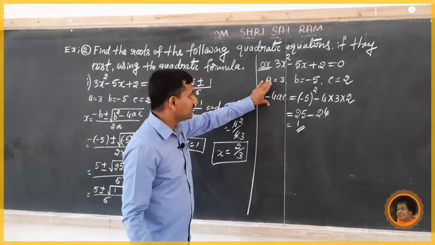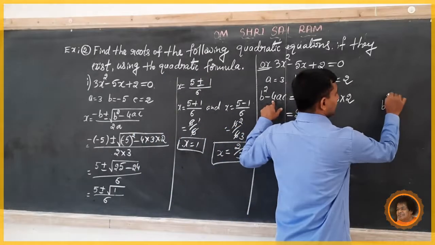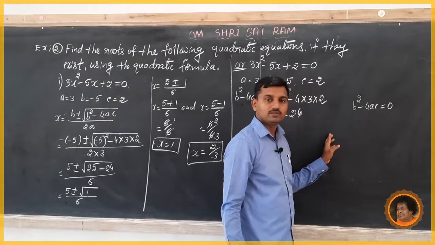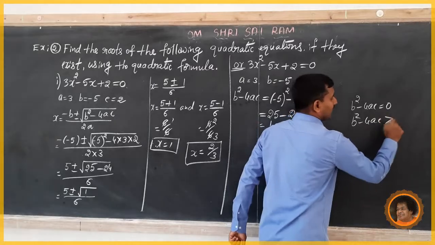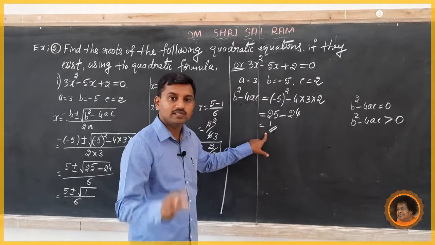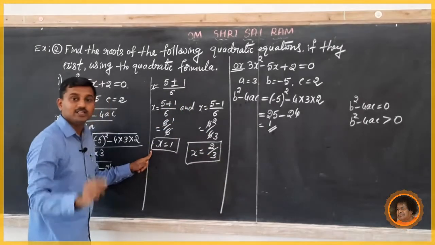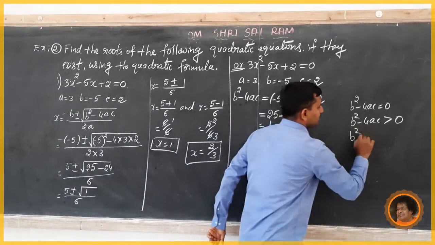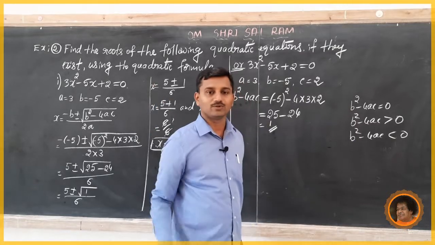First one, the value of b square minus 4ac. If b square minus 4ac equals 0, there are two equal real roots. The second condition, b square minus 4ac is greater than 0: it has two distinct roots, so x equal to 1 and x equal to 2 by 3. Distinct means different roots. And the third condition, b square minus 4ac is less than 0, no real roots.